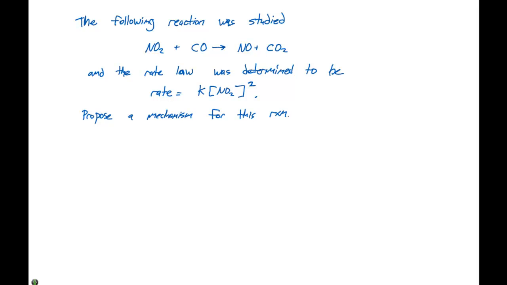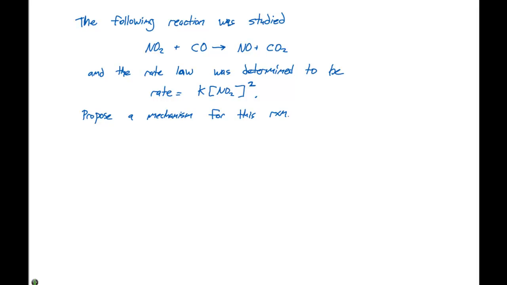In the previous video, we talked about criteria for mechanisms, and we mentioned that mechanisms are made up of elementary steps. These elementary steps have molecules coming together, and the name that we come up for this is called molecularity. If one molecule is involved in a particular reaction, we call it unimolecular. 2 molecules, bimolecular. 3 molecules, termolecular. We also said that the mechanism must agree with the rate law, and the slowest step is going to be our rate determining step.